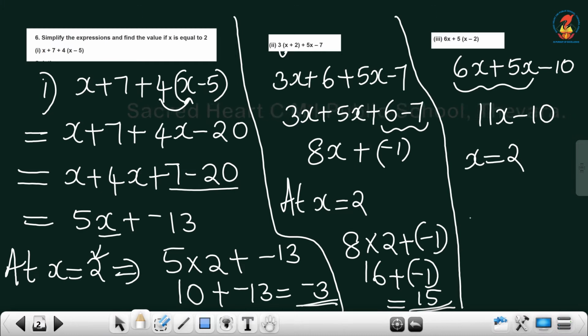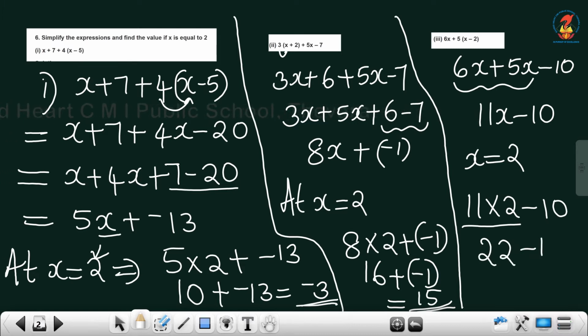X is equal to 2, what will happen? 11 into 2 minus 10. 11 into 2, what is the answer? 22 minus 10. What is the answer? 22 minus 10 is 12. Okay, 22 minus 10 is 12. I hope this part is clear.